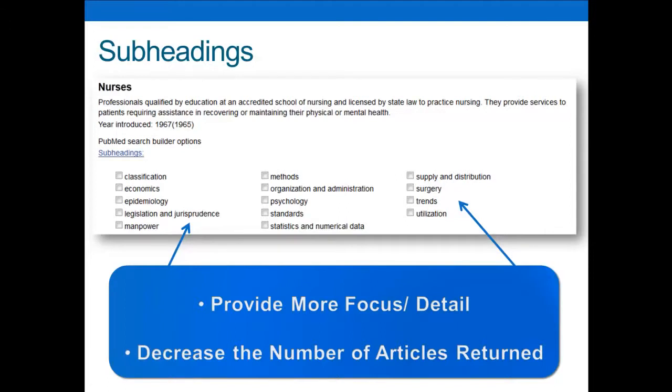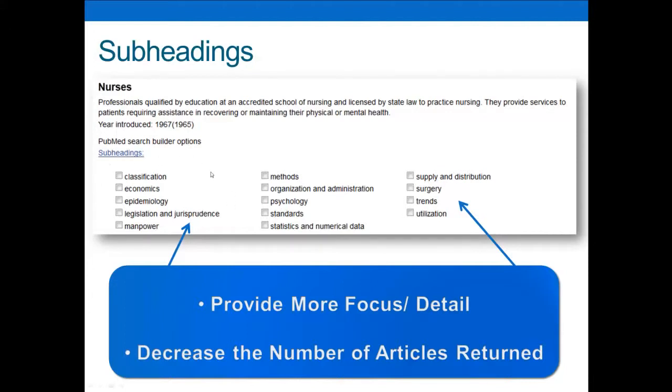When you use subheadings, it'll always decrease the number of articles you have returned to you. The more of them you click, the more articles you'll get. If you click none of them when you're doing a search, it'll look at all of them.